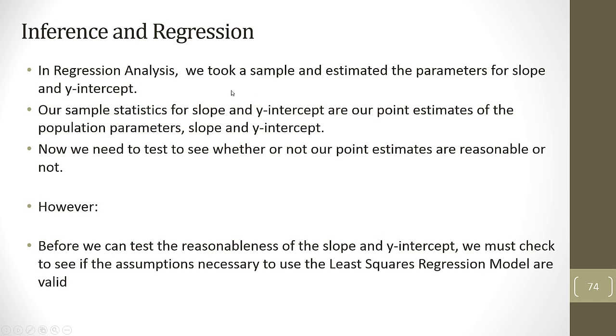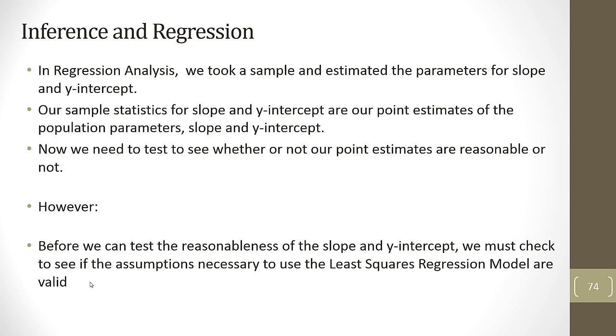In regression analysis, we took a sample and estimated the parameters for slope and y-intercept. The sample statistics for slope and y-intercept are our point estimates of the population parameters, slope and y-intercept. Now, with inference, hypothesis testing in particular, we need to test whether our point estimates are reasonable or not. Before we can test the reasonableness of our slope and y-intercept, we must check to see if the assumptions necessary to use our least squares regression model are valid.